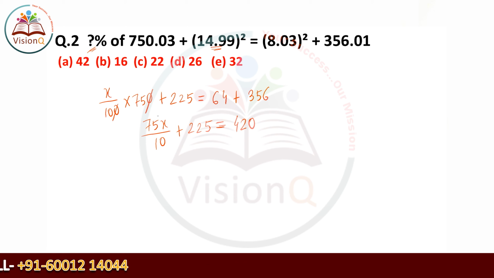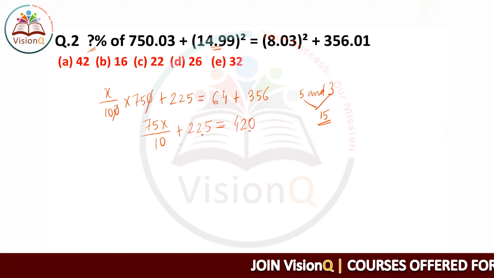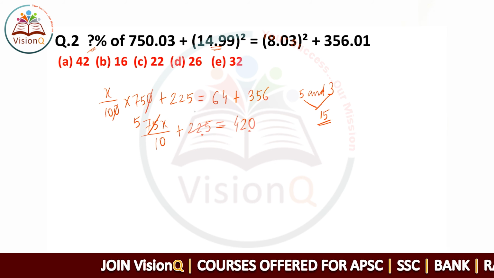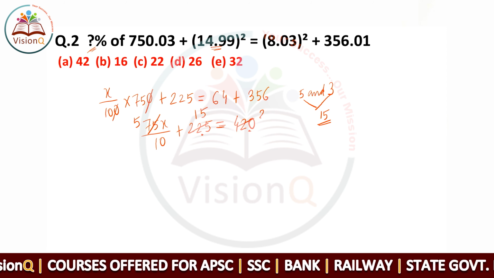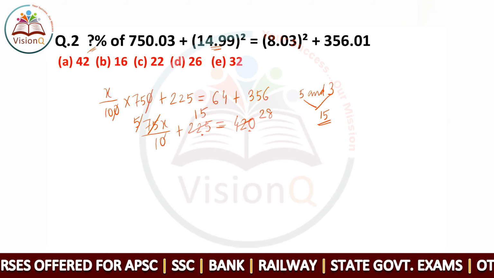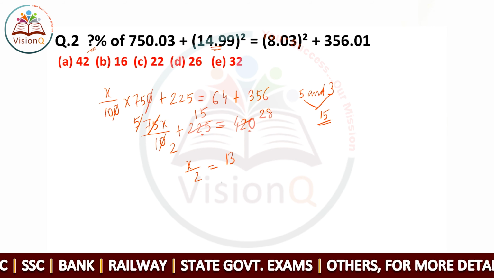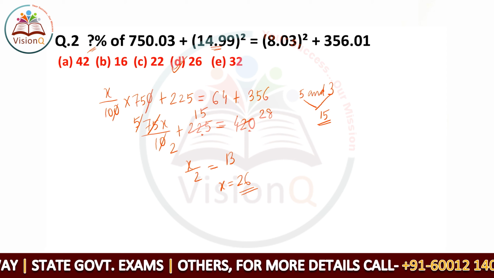Now if I see these numbers very carefully, 75, 225 and 420, all these numbers are divisible by both 5 and 3. And if a number is divisible by both 5 and 3, it is always divisible by the LCM, which is 15. So you can cancel out with 15 here. 15 5s are 75. Then 15 1s are 15, 15 2s are 30, 15 8s are 120. So it remains x by 2. So x by 2 becomes equal to 28 minus 15, which is 13. And if I cross multiply, x will be equal to 26. The correct answer is option number D, which is 26.